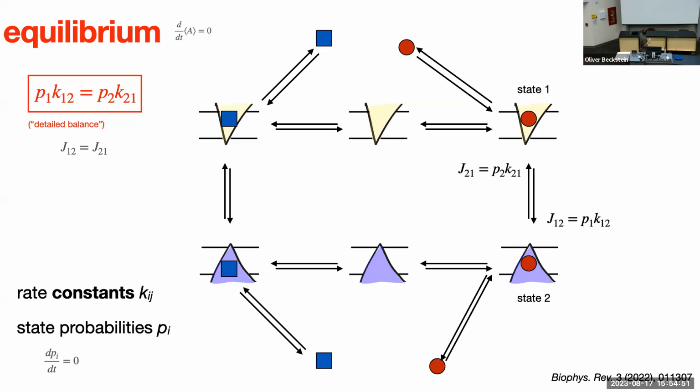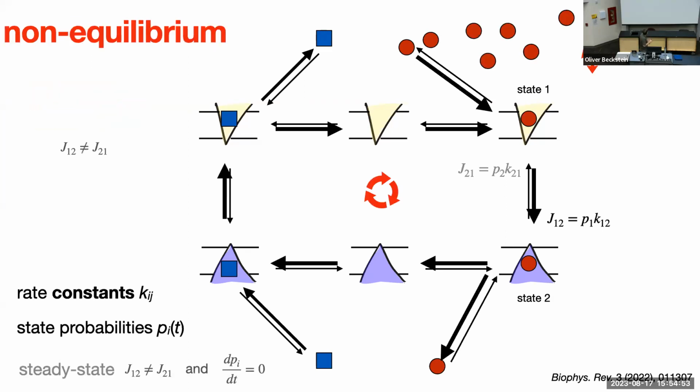So what happens if we're moving out of equilibrium? Imagine that you're now putting a lot more protons on the outside. Now you're setting up a gradient. In a way, you're increasing the probability of this state. So the flux from state 1 to state 2 is now higher than it would have been if you had been in equilibrium. So that also increases the probability of state 2.